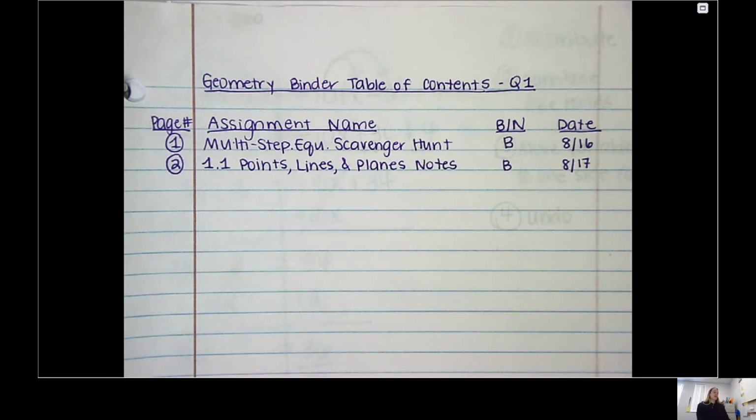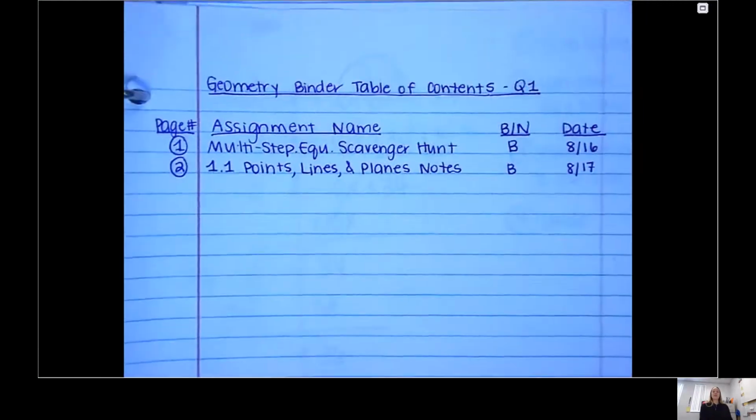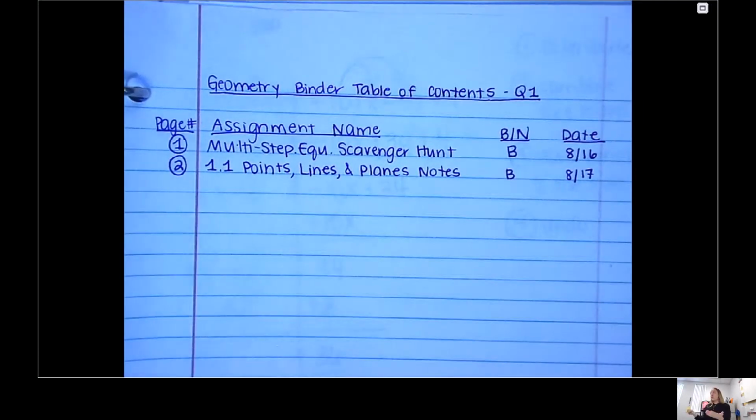So mine is literally, if you look at my binder, the first paper I have is just a straight up piece of notebook paper, and that's my table of contents. And then everything's going to go right behind it. I know some people like putting it in their notebook, their spiral notebook, that's okay too. It's whatever you prefer.